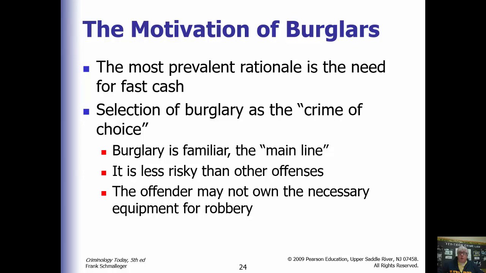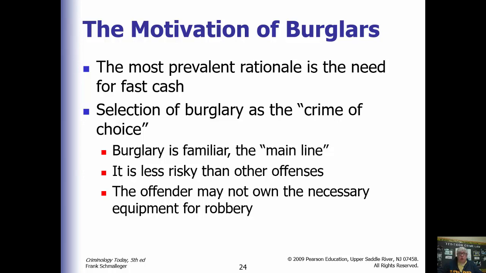What's the motivation of burglars? Usually fast cash, money. It's something that's well known, less risky than doing a robbery, less risky than trying to jack somebody on the street, because you never know who you're dealing with. They may not have the necessary equipment for robbery. What's the necessary equipment for robbery? Well, if it's a strong arm robbery, you've got to be in good shape, probably. Otherwise, you need a knife or a gun.